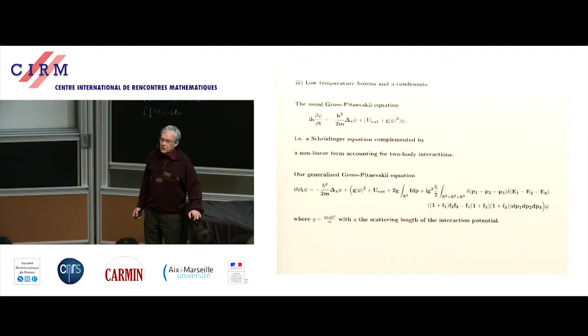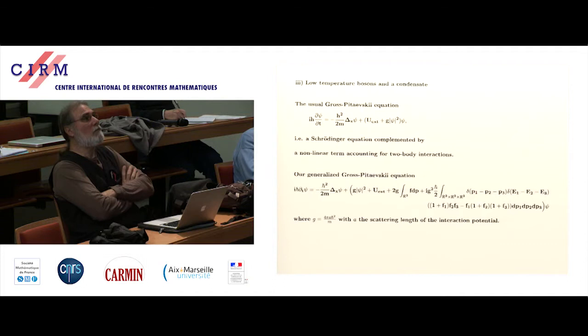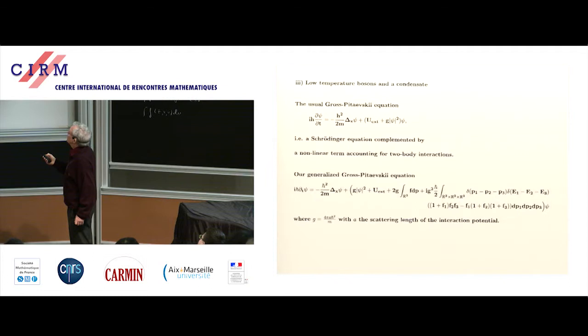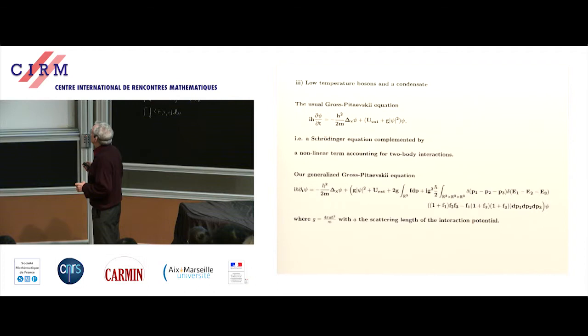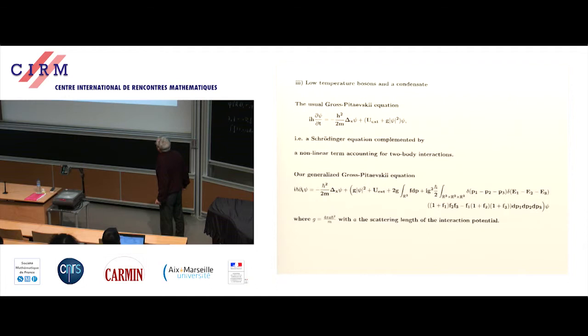The Gross-Pitaevskii equation is an extension of the Schrödinger equation with a term taking into account the pair interactions between the particle and the condensate. In our case, there are two extra terms. One term, this one, because the condensate moves in the field of the excitations. And this term, this dissipation term, to account for the interaction between the condensate and the excitations. The factor G you have here is proportional to the scattering length.